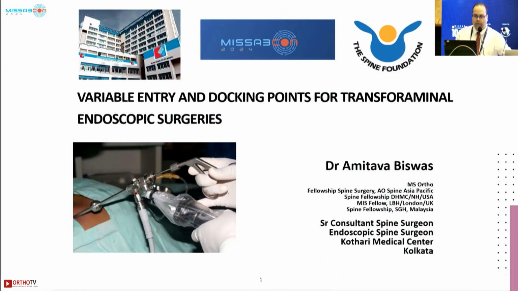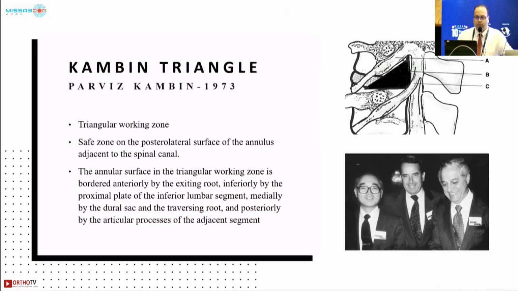Talking about variable entry and docking points in transforaminal endoscopic spine surgery. We all know that in 1973 it was Kambin who gave the safe working zone on the posterolateral surface of the spine, bounded by the exiting root anteriorly, inferiorly by the proximal end plate of the inferior lumbar segment, medially by the traversing root and the dural sac, and posteriorly by the articular process.